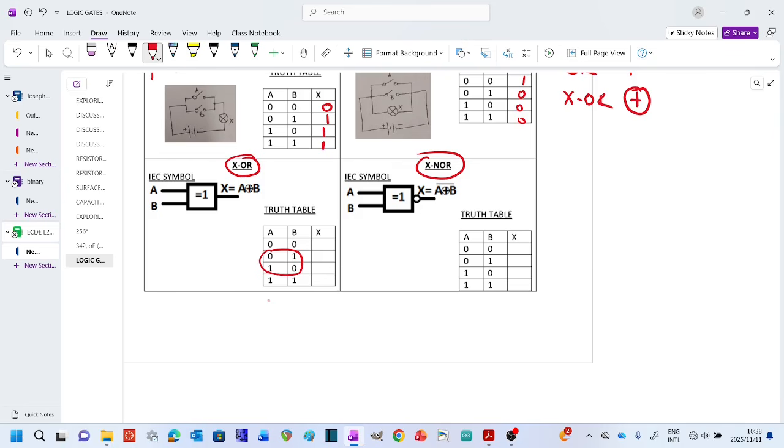You're going to see the first one here. B is having a different logic. A is 0, B is 1. Then you obtain a 1. Here, A is 1, B is a 0. Then you obtain a 1.